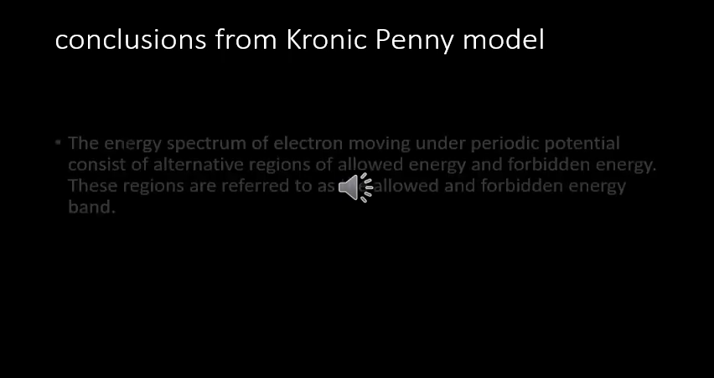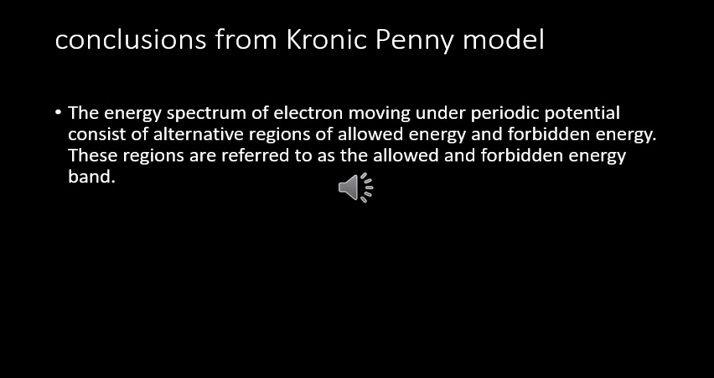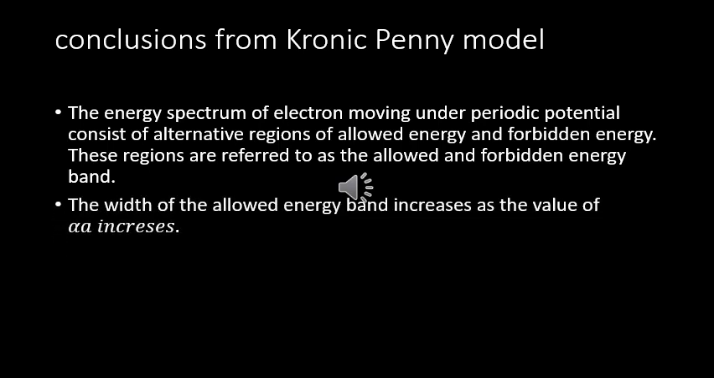Conclusions from the Kronig Penney model. The energy spectrum of an electron moving under a periodic potential consists of alternate regions of allowed energy and forbidden energy. These regions are referred to as the allowed and forbidden energy bands. The width of the allowed energy band increases as the value of alpha a increases.